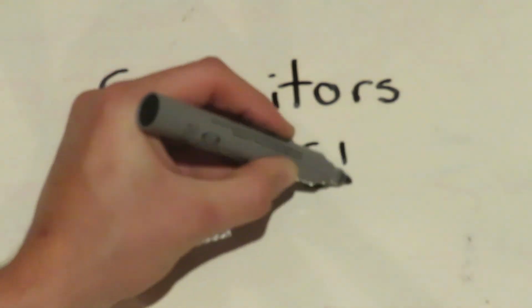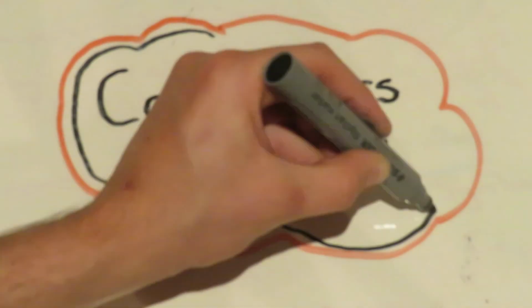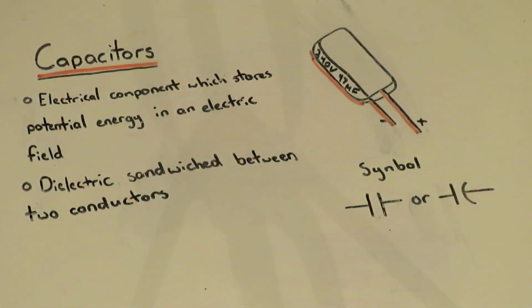G'day, my name's Reid, and I'm going to be talking about capacitors and DC circuits. A capacitor is a two-terminal electrical component that stores potential energy in an electric field.